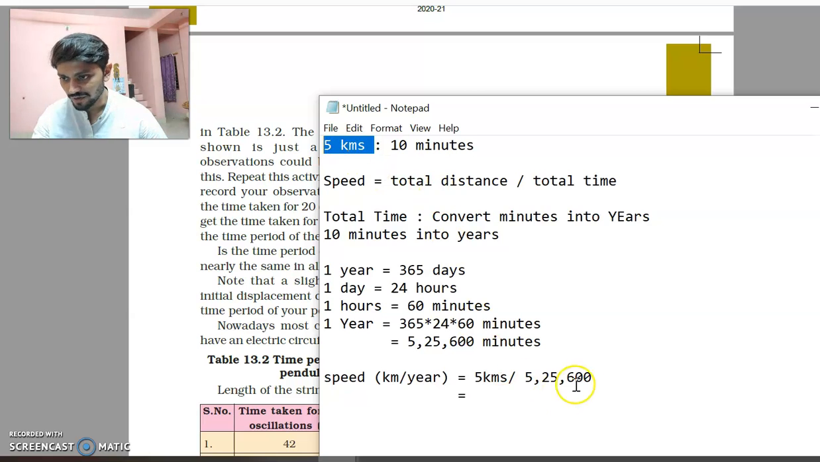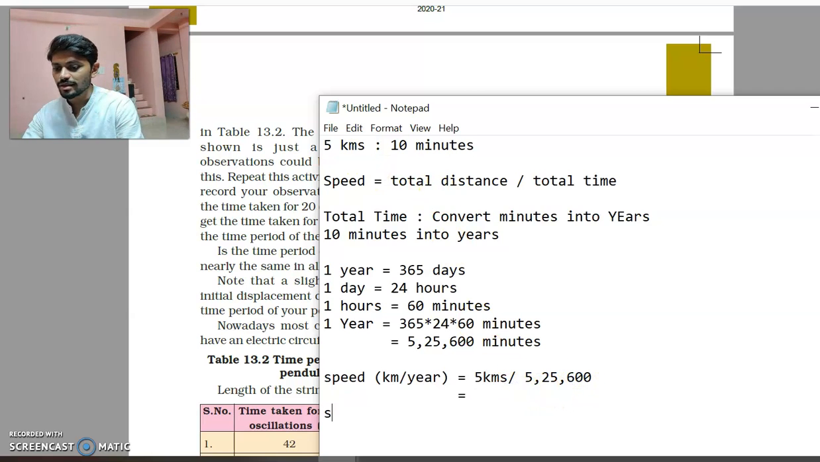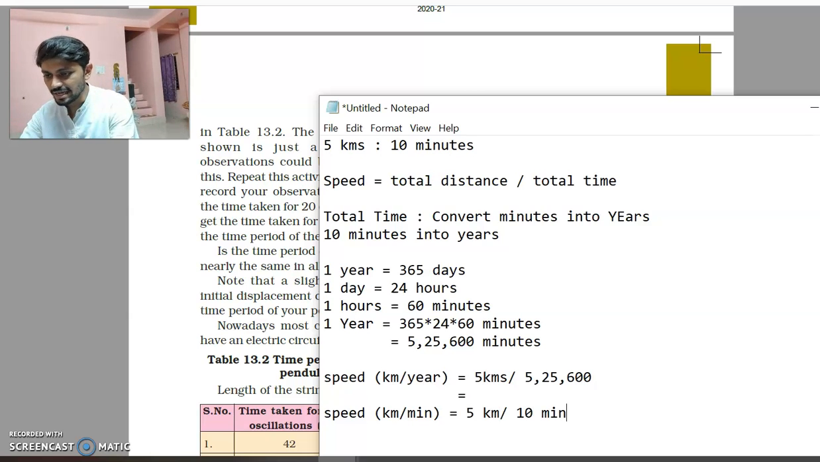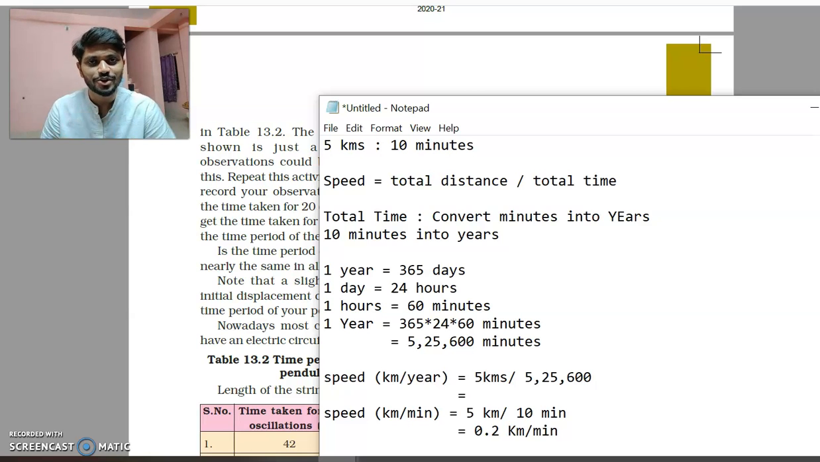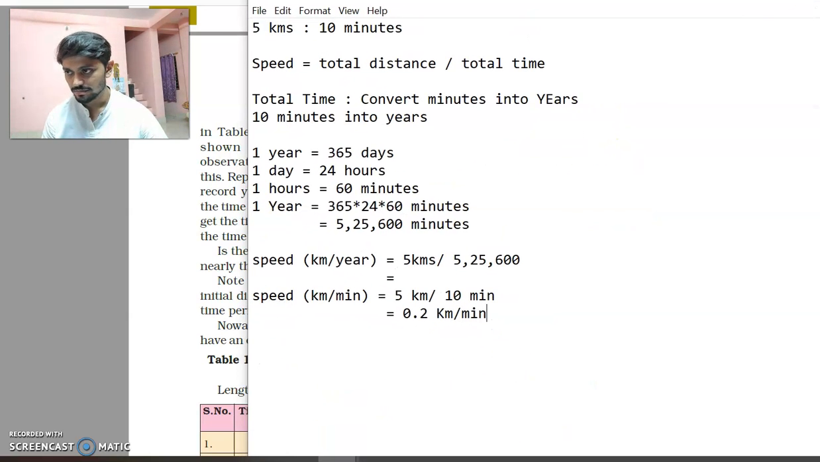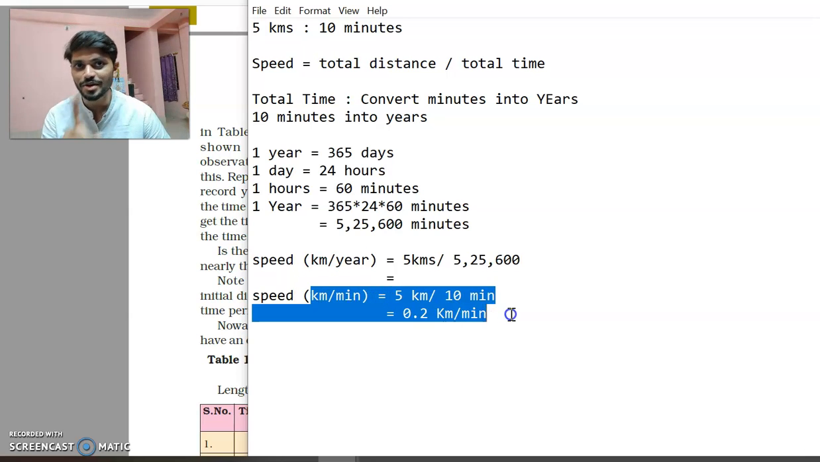So I can say I traveled 5 kilometers in 10 minutes. That is nothing but 5 kilometers divided by 10 minutes, which is equal to 0.2 kilometer per minute. This we understood a little better; we got an understandable value of speed. So you can see these both are the same. In the exam, if you write both, both values are correct. This value is in kilometer per year, this value is in kilometer per minute. So the units that we take for time are very important to find the unit of speed.